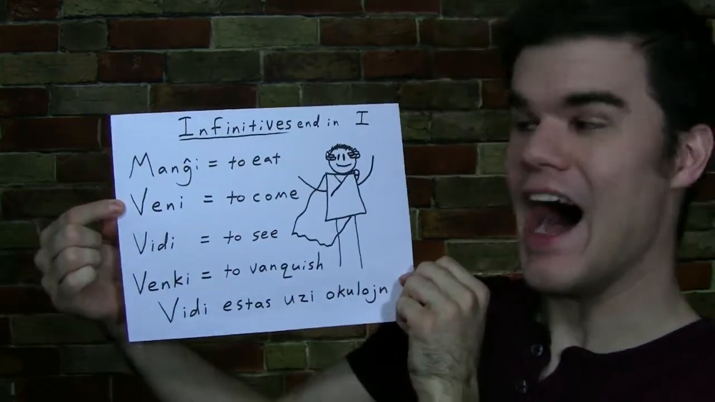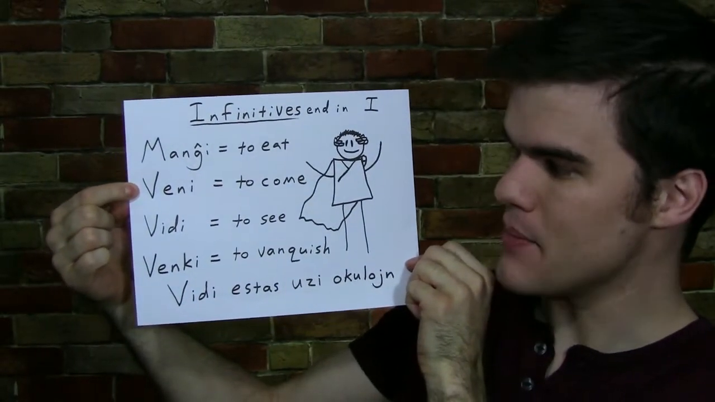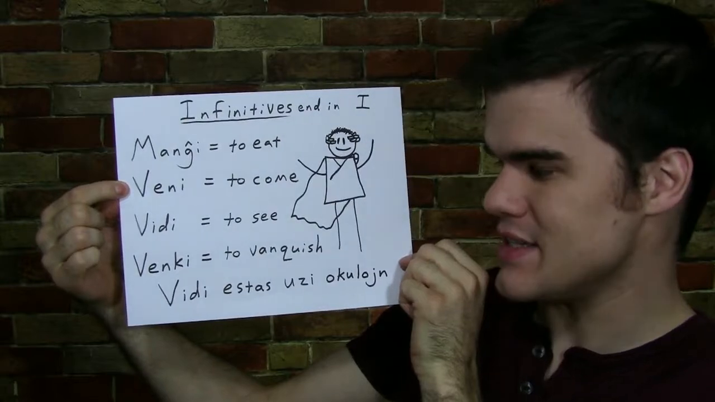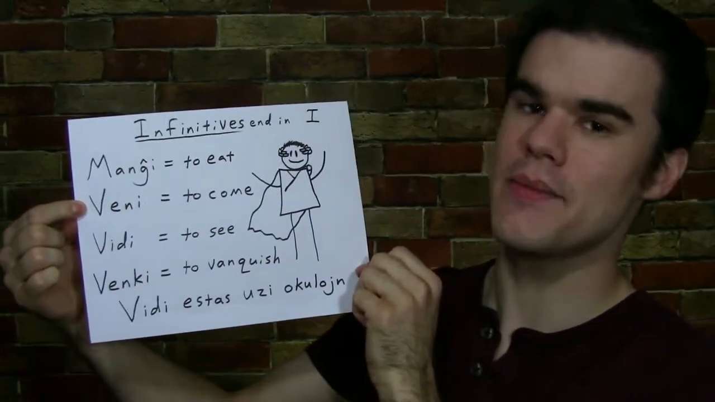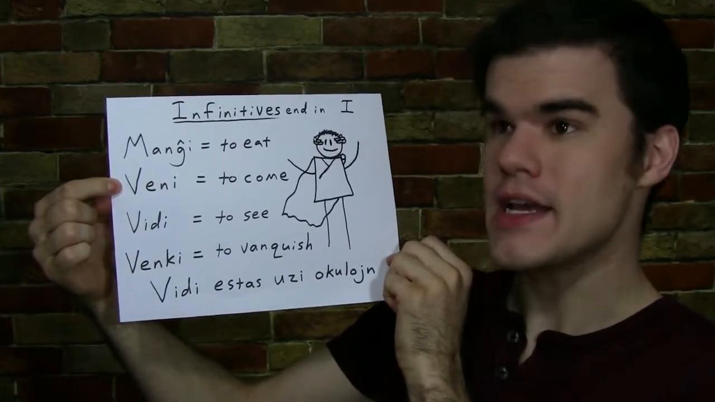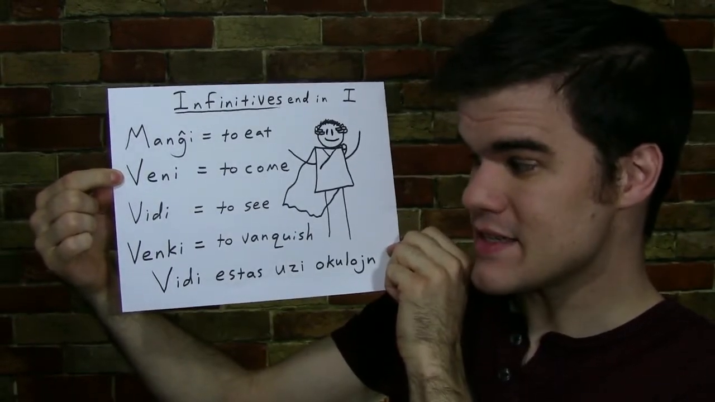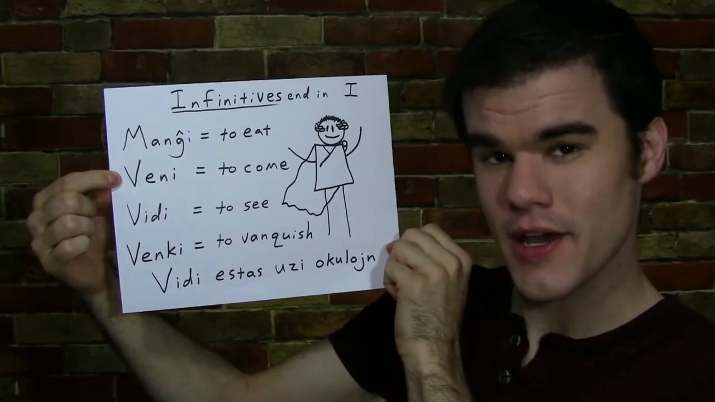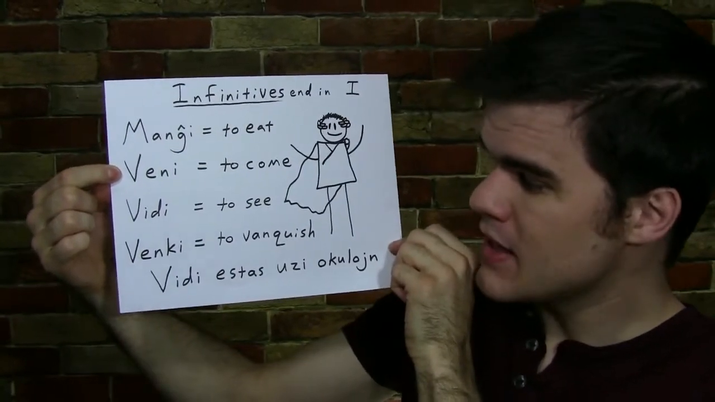Infinitives end in I. Mangi, we just covered, is "to eat." Veni is "to come." Vidi is "to see." Venki is "to vanquish." In Latin, we'd say "Veni, Vidi, Vici," which is "I came, I saw, I conquered." Now, these are the infinitive forms. If we wanted to say "I came, I saw, I conquered," we'd say "mi venis, mi vidis, kaj mi vencis." Okay? But the infinitives by themselves just end with an I.